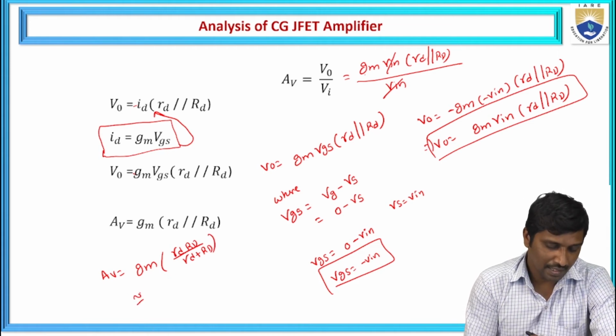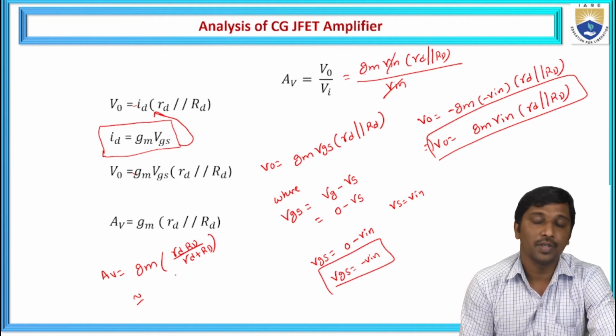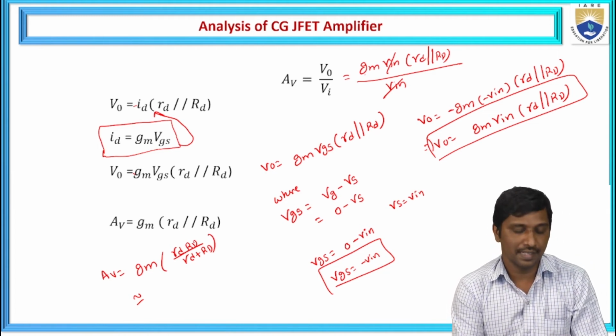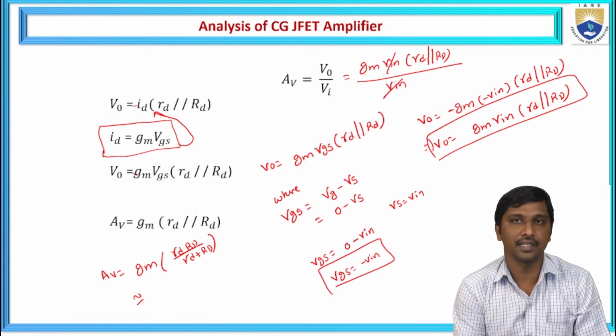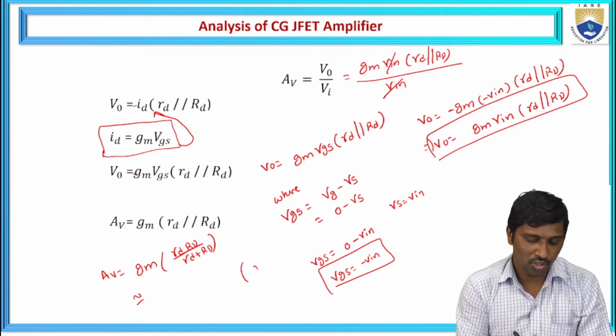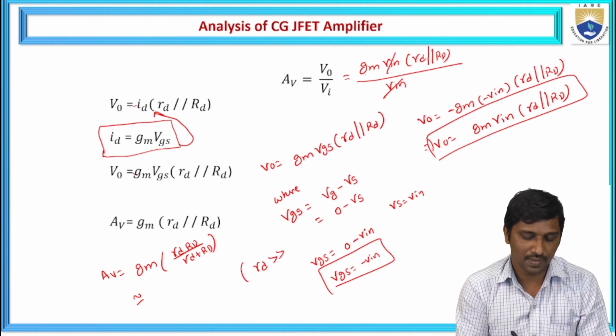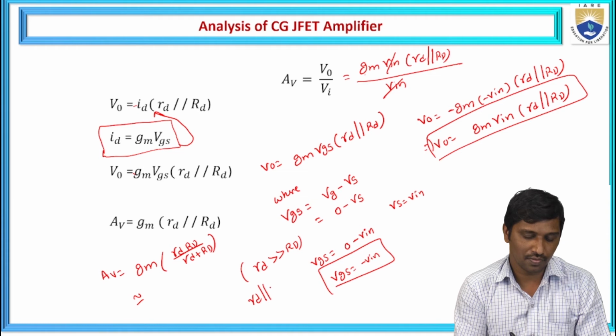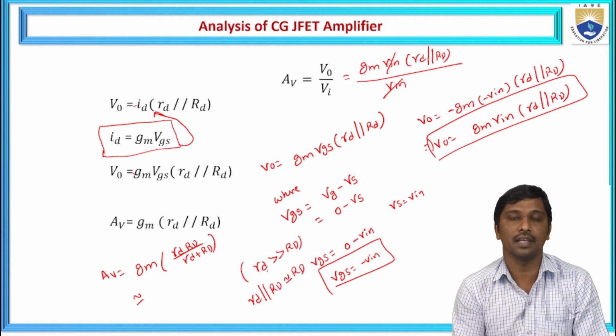From this representation, we know the condition: when two unequal impedances are in a parallel configuration, the parallel equivalent resistance is close to the smaller resistance. Hence, if you assume small rd is much greater than capital RD, the parallel combination of small rd and capital RD is approximately equal to capital RD.